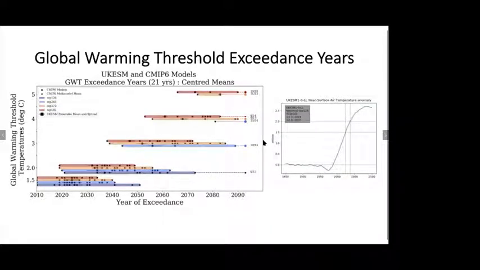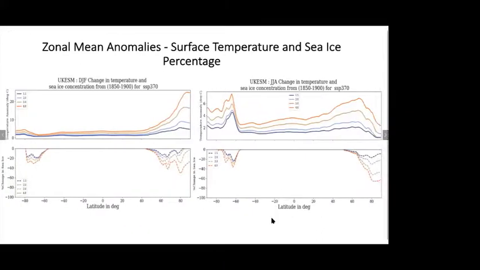This is how we calculate the global warming threshold exceedance years. And then I'm going to talk a little bit about the different kinds of analysis we're looking at to understand the world in the future under these different threshold exceedance scenarios. So we're looking at zonal mean anomalies.